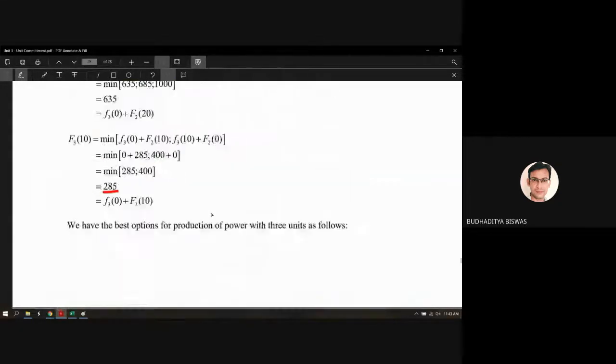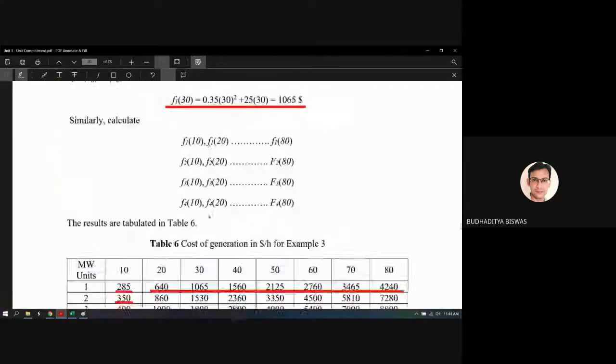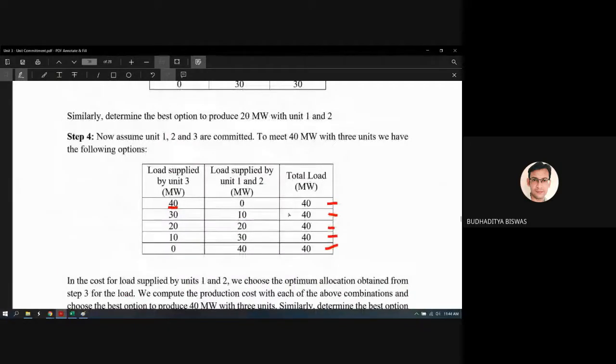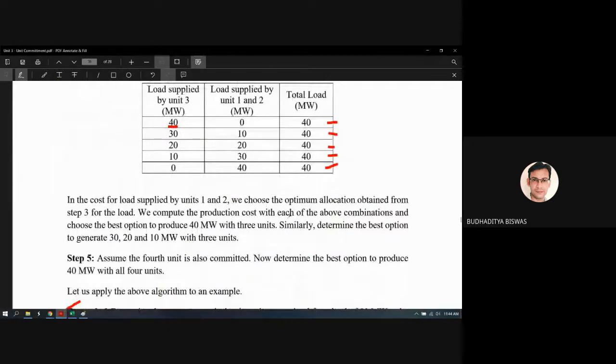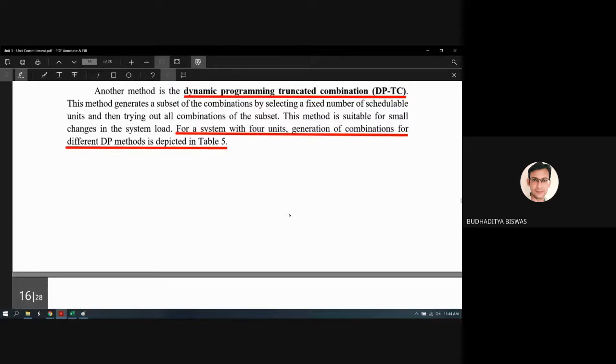And other objectives, like unit commitment, are not required. That is, how many methods there are to find the unit commitment solution, how many dynamic programming methods there are, and what is the difference between dynamic programming and the priority list. The priority list is used to find the unit commitment solution when the number of units is very less. Dynamic programming is required when there are more units, and it also gives a more accurate solution.